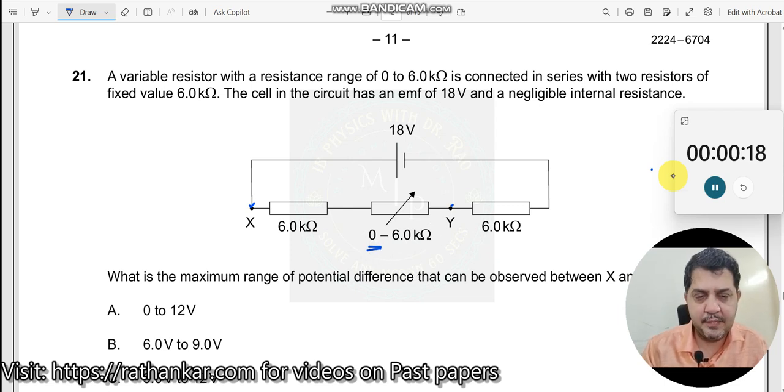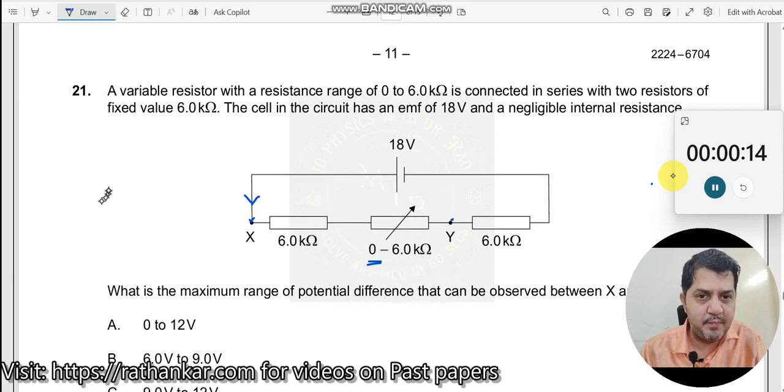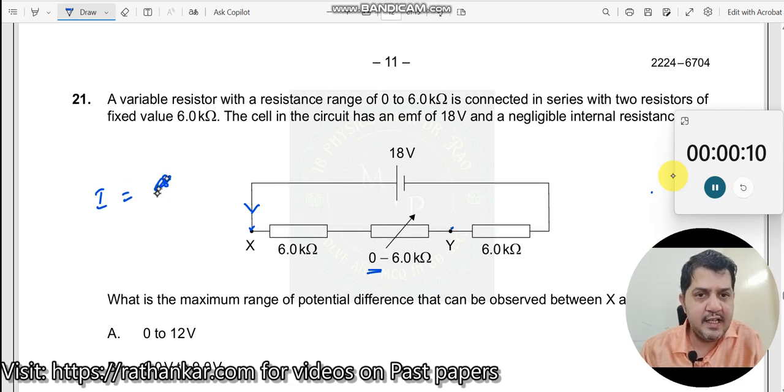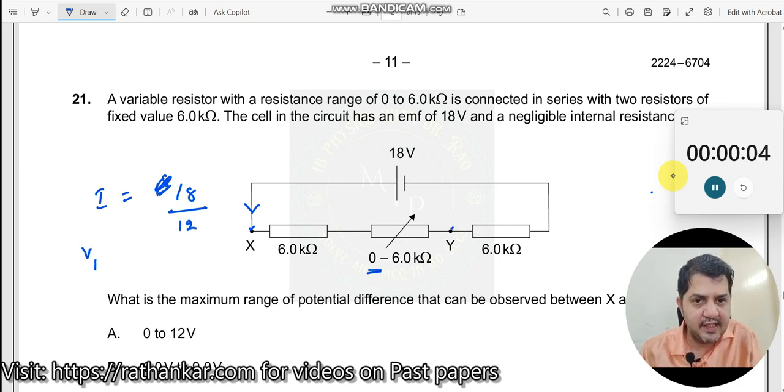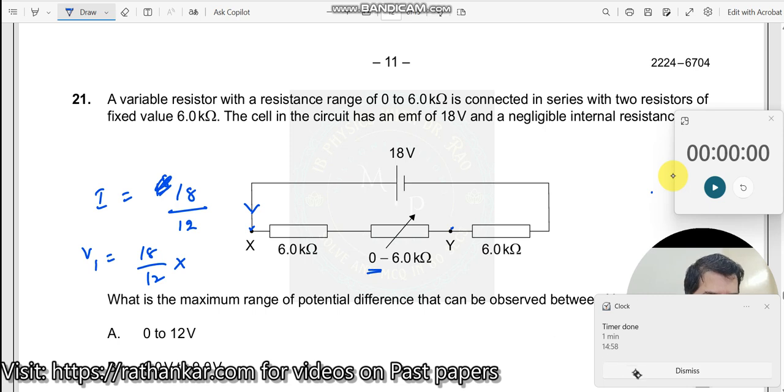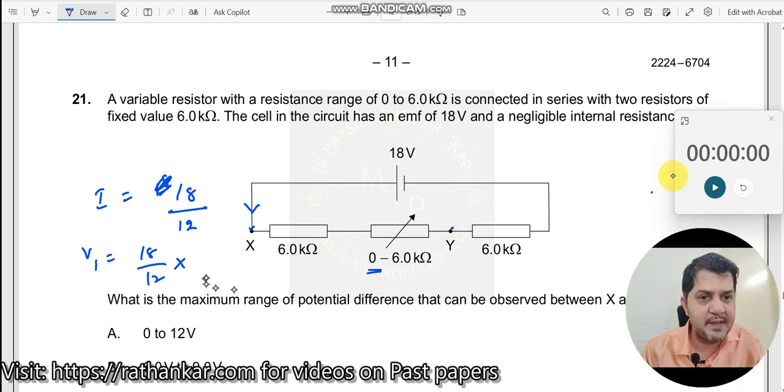0 kilo ohm. If I make this 0, the current passing through this, I1, would be equal to 18 divided by 6 plus 6, which is 12. Now, the potential difference in that case, V1, would be equal to 18 by 12 multiplied by the resistance here, which would be 6 plus 0, which is 6. 6 ones are 6, 6 twos are 12, 2 ones are 2, 2 nines are 18. Thus, the potential difference would be 9 volt over here.